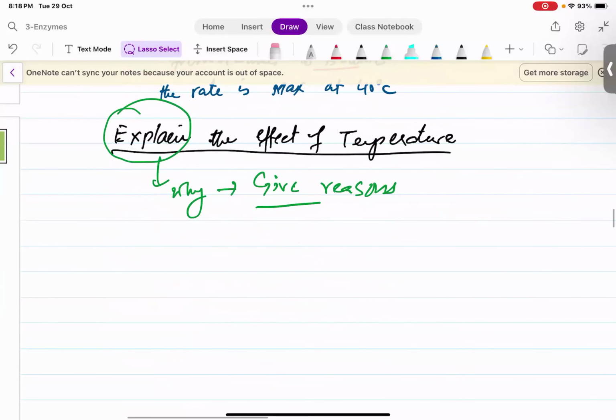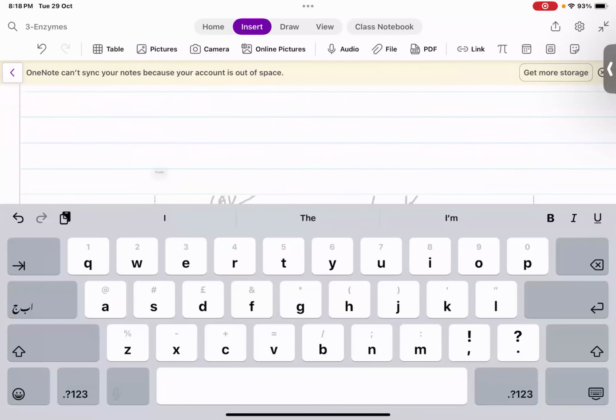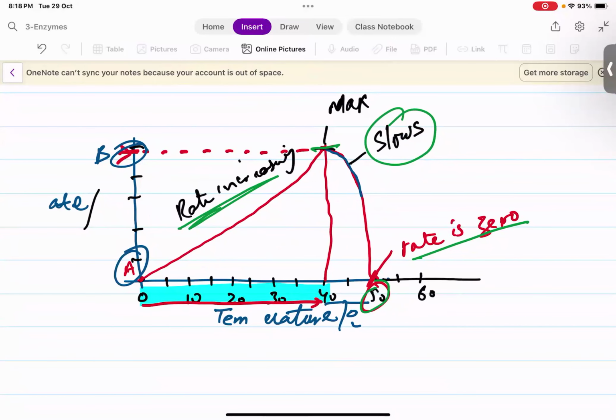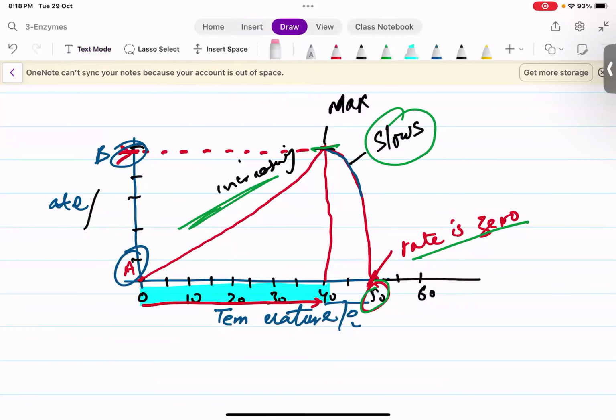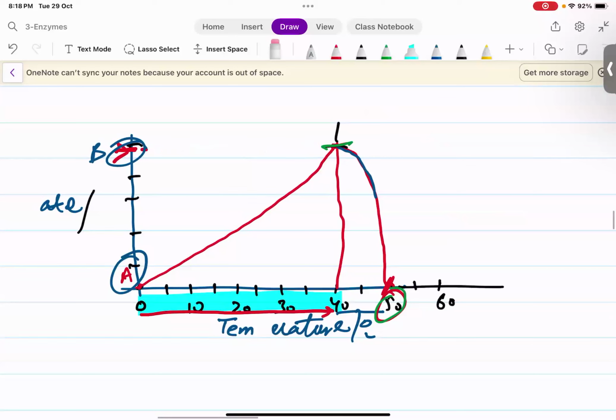So here I'll insert this. Now if it has to be explained, then you have to give reasons why this rate increases here. You should give reason why this rate slows down, and you should give reason why this enzyme activity ceases at this point. So here, when you increase the rate from this A point, maybe to the M point, or where the rate is maximum.